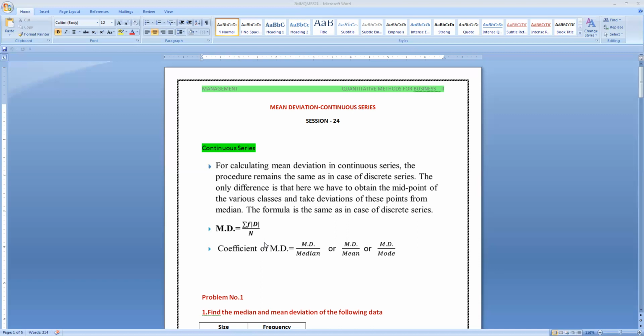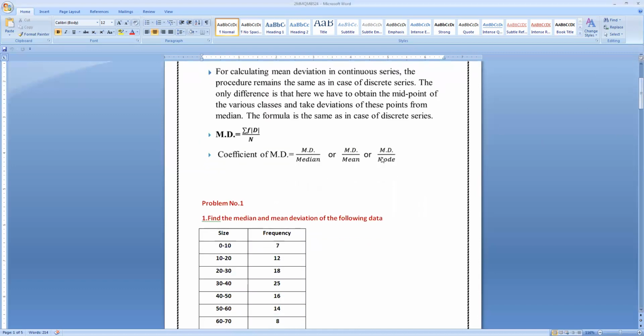The formula remains the same here as in the case of discrete series. In case of absolute measure, the calculation of mean deviation is nothing but sigma fd by n, and in the relative measure, the coefficient of mean deviation is nothing but mean deviation divided by median if the deviations are taken from the median. If it is through mean, it has to be divided by mean, or by mode.